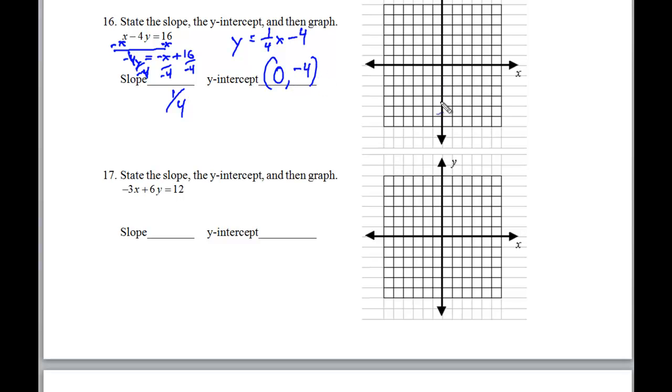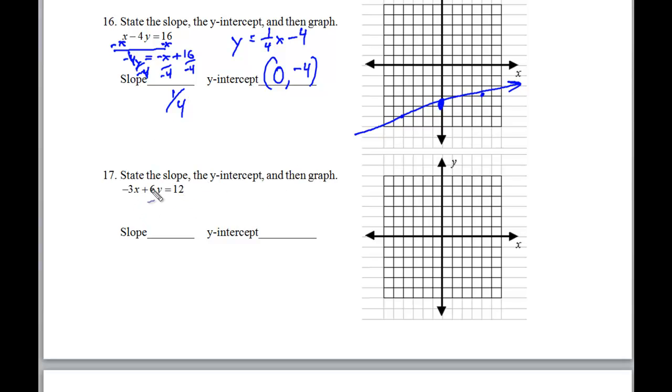So 1, 2, 3, 4, there we go. And then from that dot up 1 over 4. 1, 2, 3, 4. And there's your line. You could also go down 1 and back 4. That's a negative 1 over negative 4. And it gives you the same line. Okay, now finally this one, state the slope, the y-intercept, and then the graph.